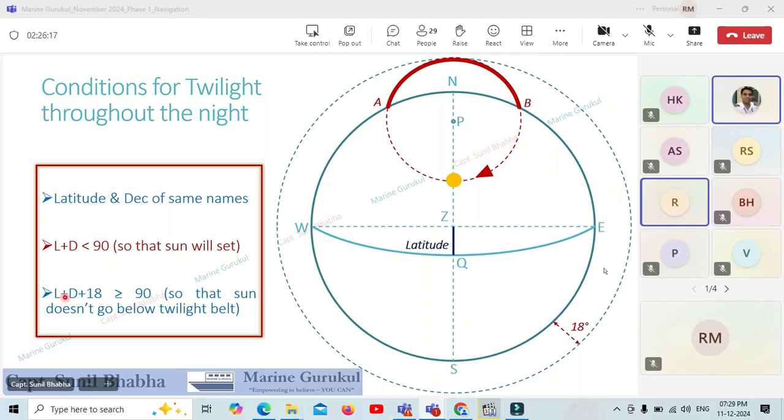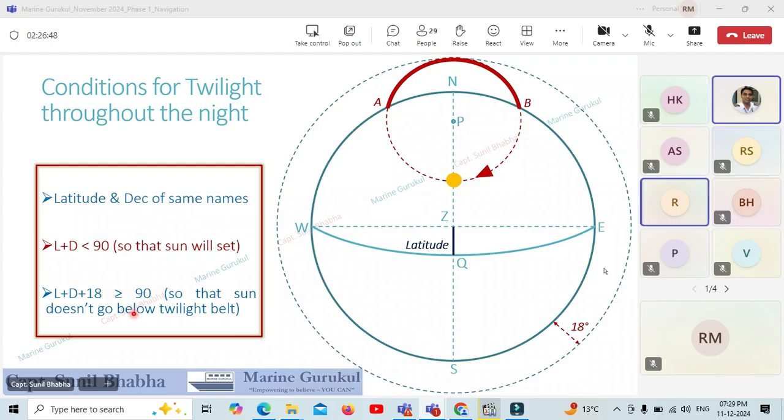Sir, can you explain the second condition in the diagram, sir? The third point which should be met is latitude plus declination plus 18 should be greater than or equal to 90 degrees. Latitude plus declination plus 18 should be greater than or equal to 90 degrees. This third condition certifies that the sun doesn't go below the twilight belt.